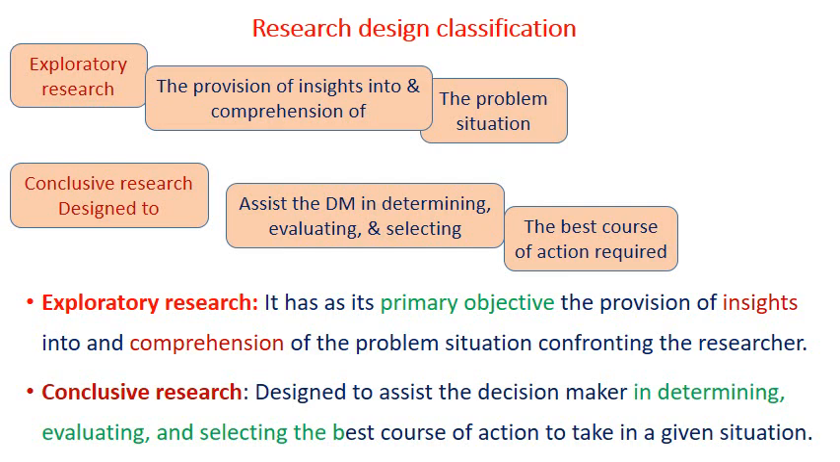Research design classification. We've got two types of research design. Number one, exploratory research, and conclusive research. Exploratory research is all about the provision of insight into and the comprehension of the problem situation, as we explained before. The other type of research design is conclusive research design. The main objective is to assist the decision maker in determining, evaluating, and selecting the best course of action required.